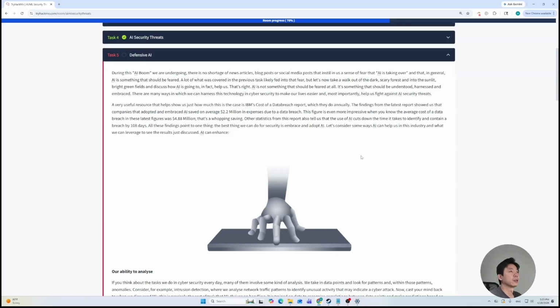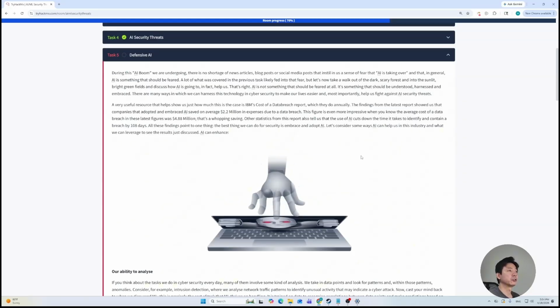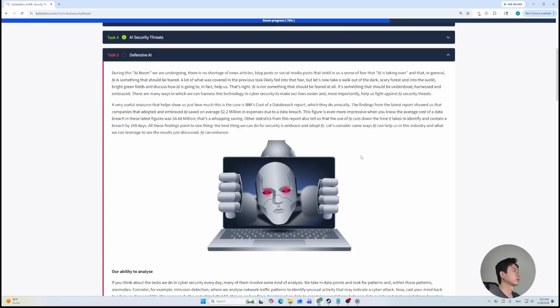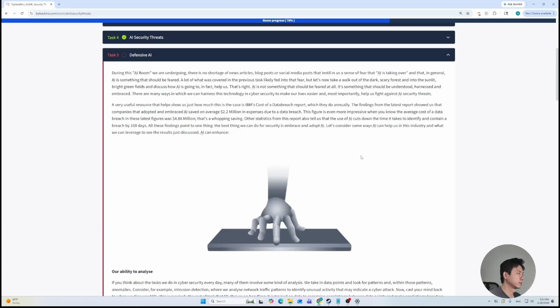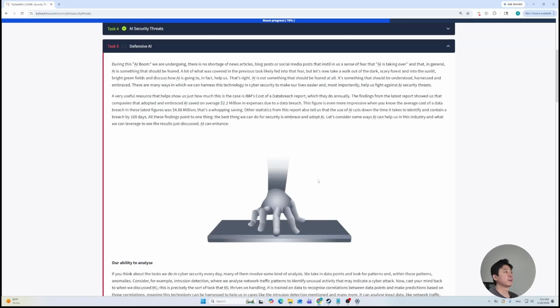which they do annually. The findings from the latest report show us that companies that have adopted and embraced AI save on average $2.2 million in expenses due to data breach. This figure is even more impressive when you know the average cost of a data breach in these latest figures was $4.88 million. That's a whopping saving. Other statistics from this report also tell us that the use of AI cuts down the time it takes to identify and contain a breach by 108 days. All these findings point to one thing: the best thing we can do for security is embrace and adopt AI.